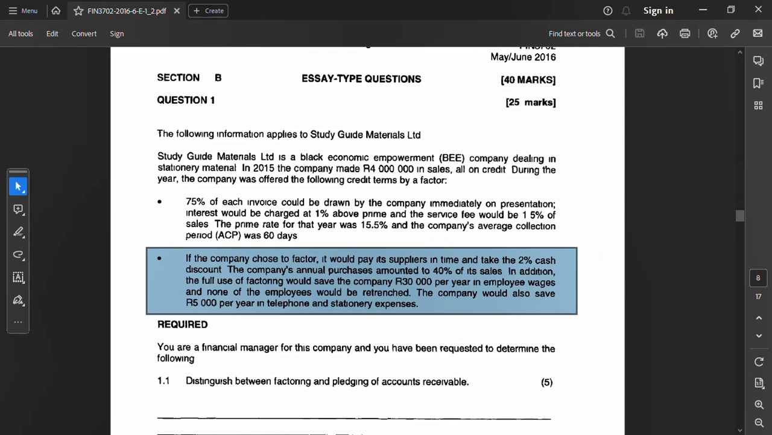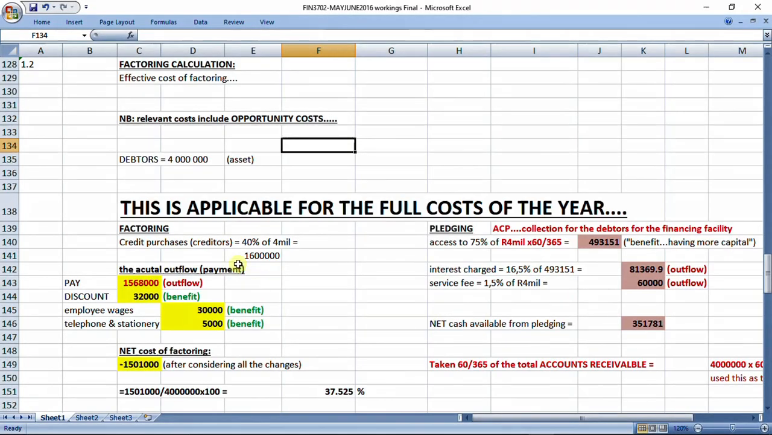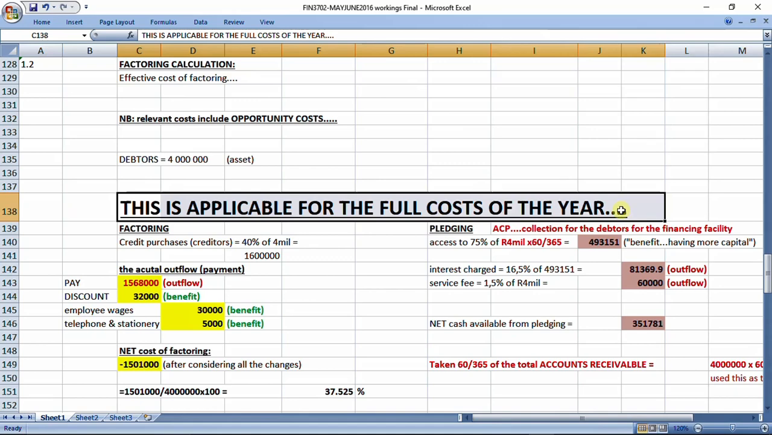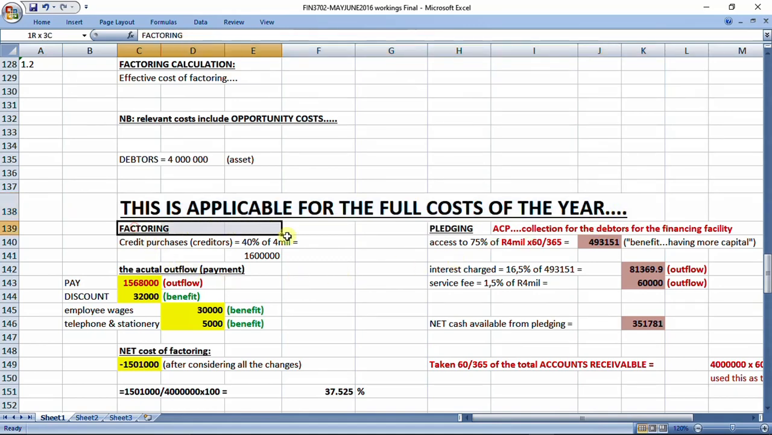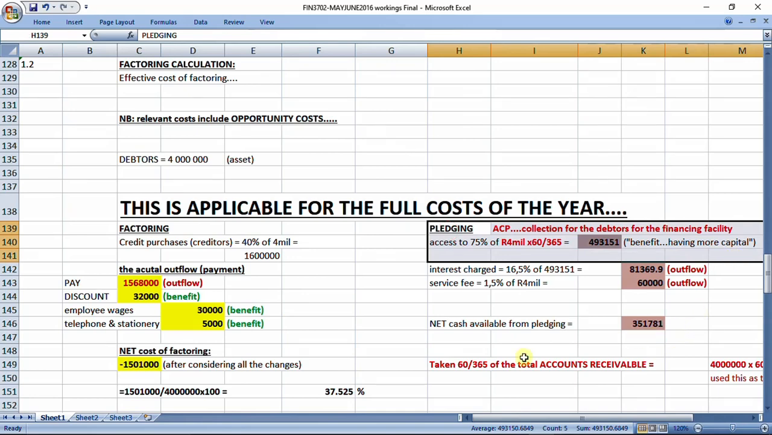Right, so that's just what we've read. Let's go back to the answer. Okay, all right, so costs for the year. Factoring, there's the one part of it. I've also shown pledging here actually, just so you can see both, right?